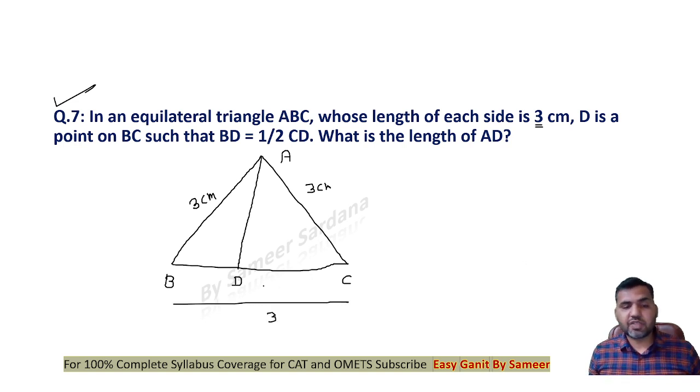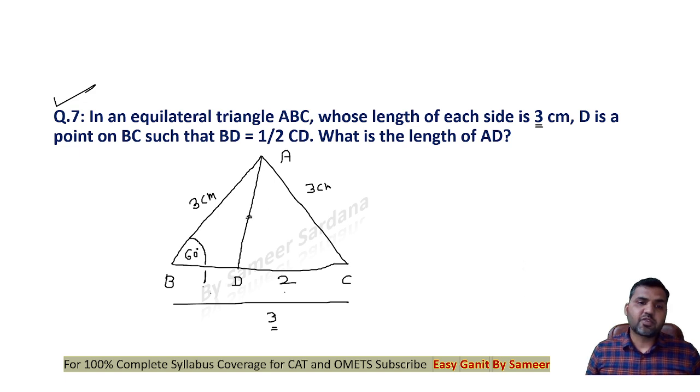If BD is half of CD, that means if I'm saying BD is 1, then CD has to be 2 centimeter. So divide whole side 3 in the ratio of 1:2. So BD will be 1 and CD will be 2. What we are supposed to find out is the length of the side AD. Very simple question, guys. All you can do is, either this angle is 60 degree. Why? This is an equilateral triangle, right? So this angle will be 60 degree, right?